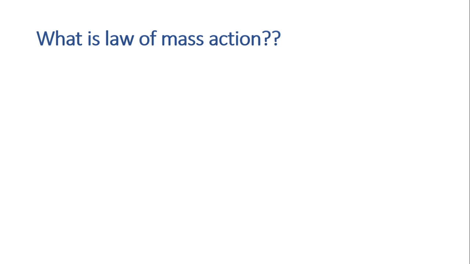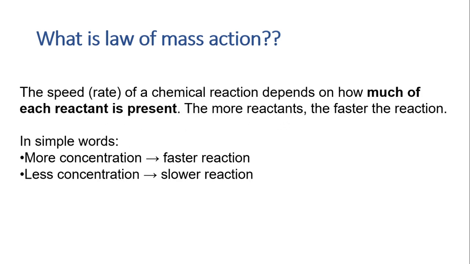What is the law of mass action? The speed, or you can say the rate, of a chemical reaction depends on how much of each reactant is present. The more reactant, the faster the reaction. In simple words, more concentration, faster reaction. Less concentration, slower reaction.